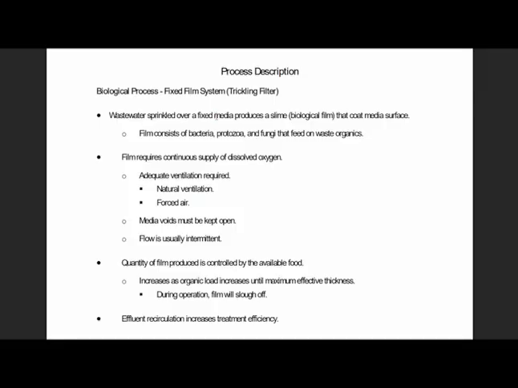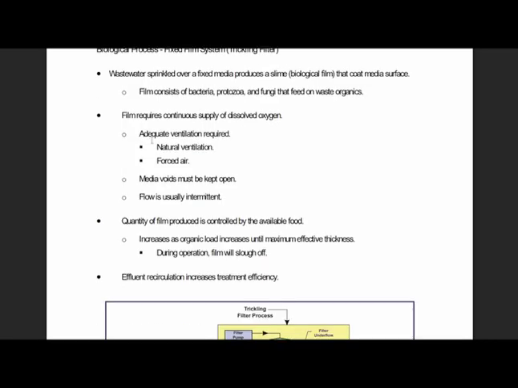Wastewater is sprinkled over a fixed media process with slime and biological film that coats the media surface. The film consists of bacteria, protozoa, and fungi that feed on wastewater organics. The film requires a continuous supply of dissolved oxygen. Adequate ventilation is required, natural ventilation or forced air.